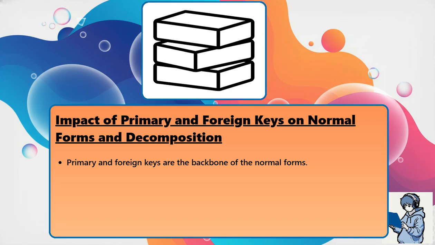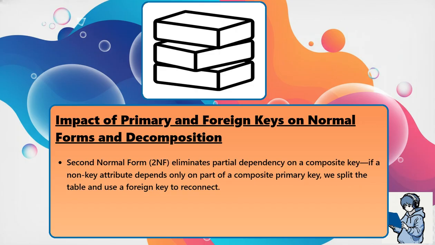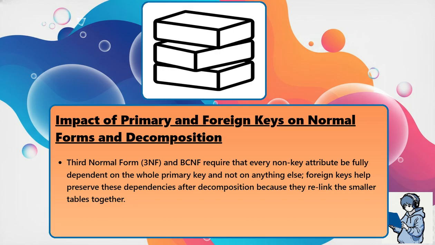Primary and foreign keys are the backbone of the normal forms. In first normal form, 1NF, we already have atomic columns, but a primary key guarantees each row is uniquely identifiable. Second normal form, 2NF, eliminates partial dependency on a composite key. If a non-key attribute depends only on part of a composite primary key, we split the table and use a foreign key to reconnect. Third normal form, 3NF, and BCNF require that every non-key attribute be fully dependent on the whole primary key and not on anything else.